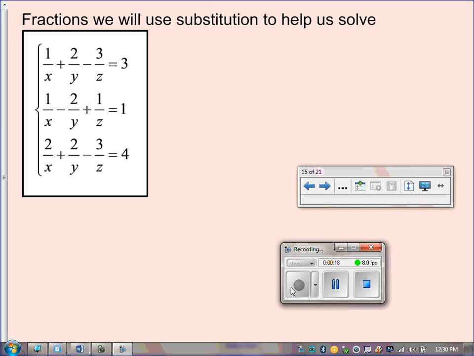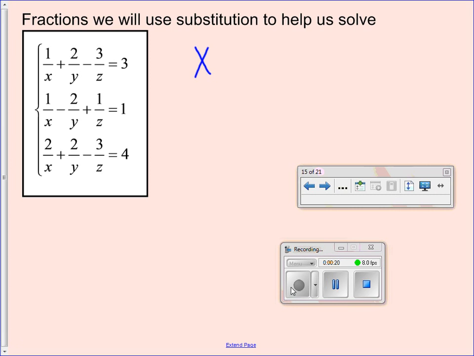I'm going to let capital letter X equal 1 over X, capital letter Y equal 1 over Y, and capital letter Z equal 1 over Z. Now I'm going to substitute those pieces in, then it will become linear and I can use my calculator.